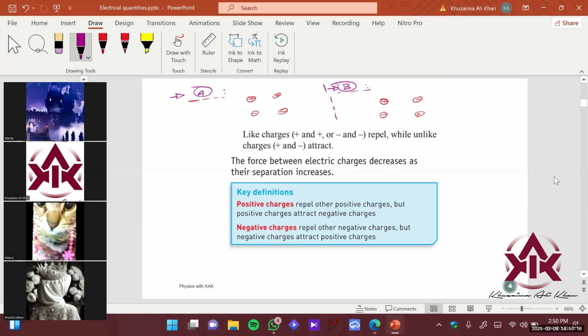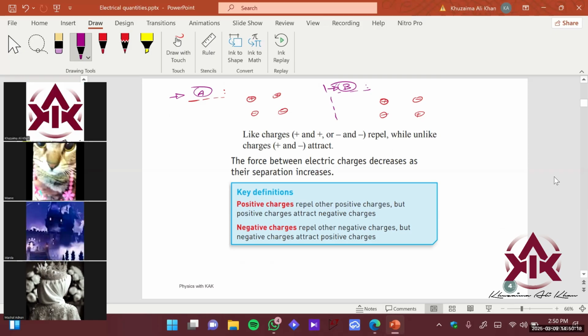So again, we can make a connection with the last chapter. The same charges are going to repel each other, so we're going to have a repulsive force in the opposite direction. If the charges are opposite, they're unlike charges, so they're going to attract each other. We'll see that in a while by looking at electric fields.